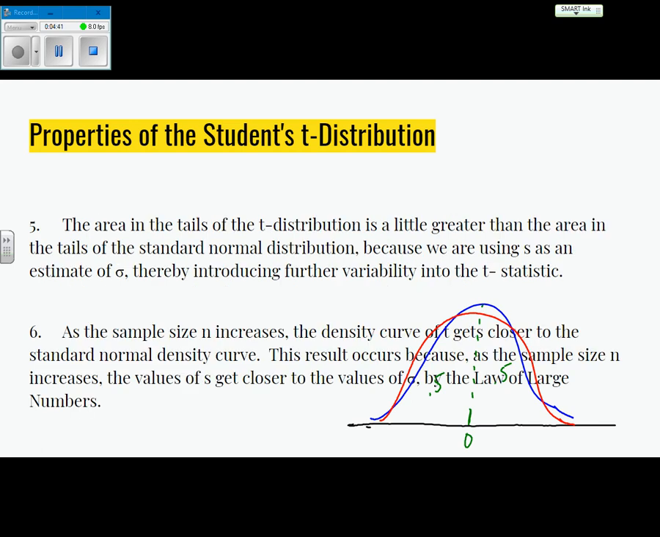Now, the area in the tails of a t distribution is going to be a little bit greater than the area in the tails of a z distribution. I'll show that on the next slide. But what I want you to know is because of the law of large numbers, the more people I can survey in my sample mean to estimate what my population mean is going to be, the closer I'm going to actually get to the z-table. I'll be able to show you that hopefully before the end of this video.